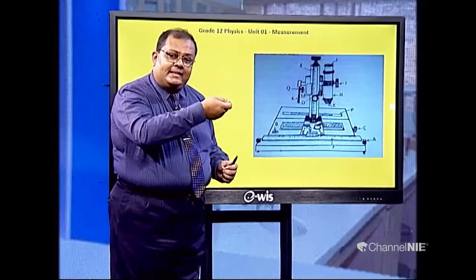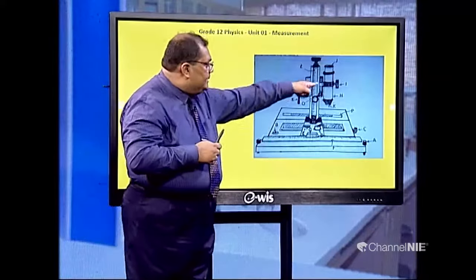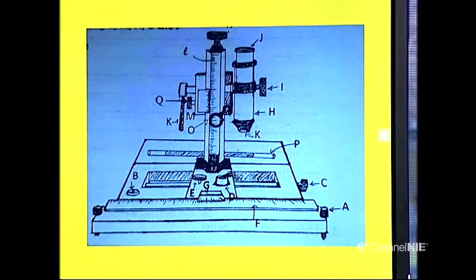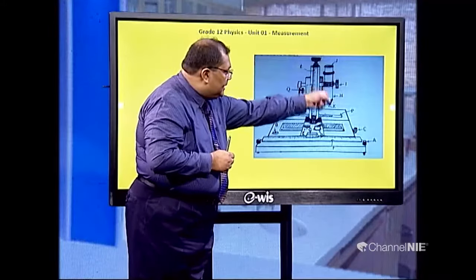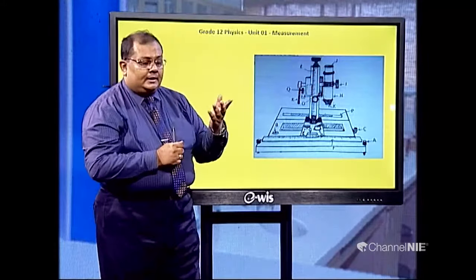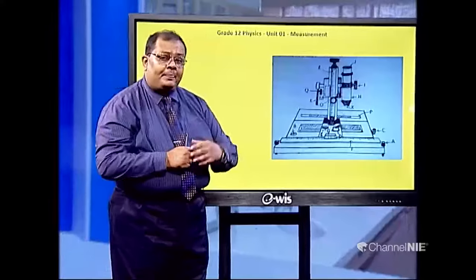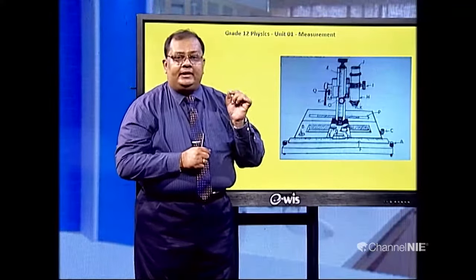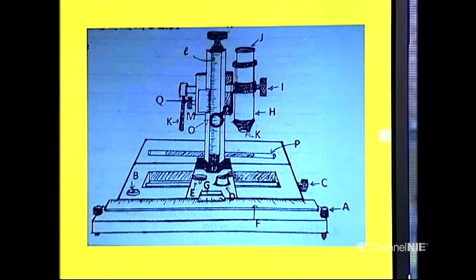If you want to release that, you have to rotate it in the counterclockwise direction. Then the microscope will be released and you can rotate it. After that, you can rotate this microscope. Then these are the main points of the traveling microscope. In the main scale, the direct least count is 0.5 millimeters. But the vernier has 50 equal divisions. With that, its least count is 0.01.